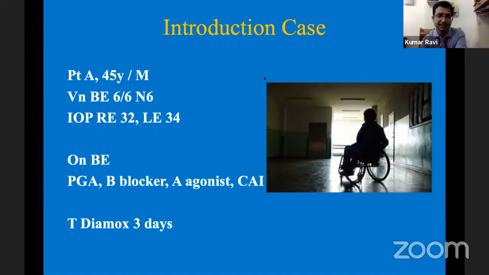Introduction case. This case I had seen when I was first an independent fellow of glaucoma. I was handling the glaucoma clinic independently without consultant supervision. So this happened to be quite a VIP patient, around 45 years of age. He had good vision in both eyes. His IOP was high in both eyes, 32 and 34, and he was on multiple medications at presentation. He was also getting 3 Diamox tablets per day.